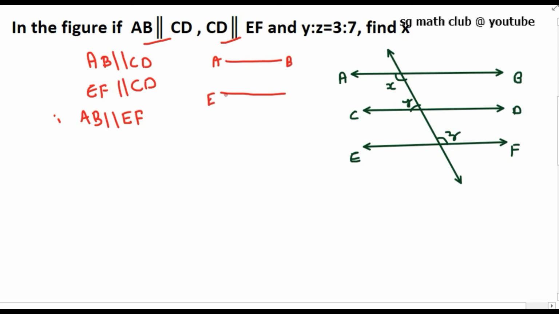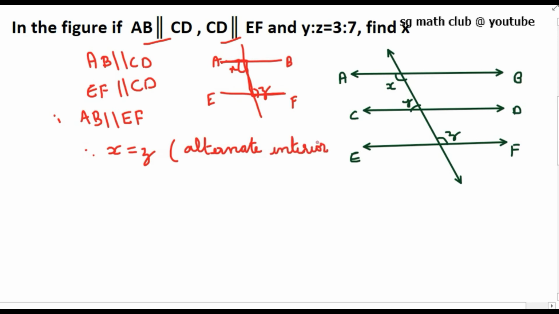Suppose this is AB and line EF is cut by a transversal. x is here and z is here. So since these two lines are parallel, AB is parallel to EF, I can write x is equal to z, because they are alternate interior angles. If you consider these two parallel lines AB and EF, you can say that x and z are alternate interior angles. So x is equal to z.